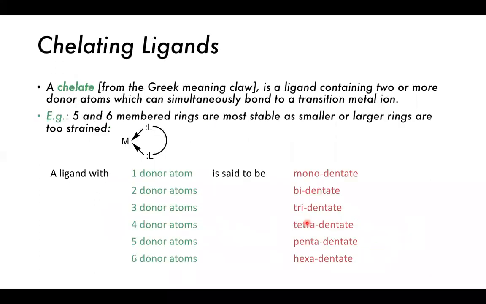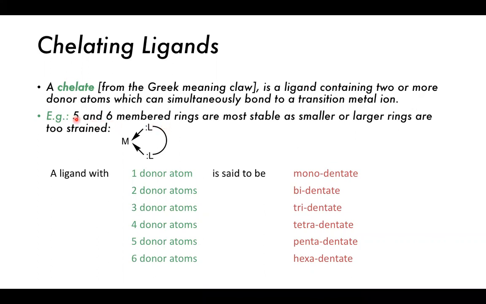So chelating ligands, chelate from the Greek meaning claw, are ligands containing 2 or more donor atoms that can simultaneously bond to a transition metal ion. Generally, these are more stable. We'll talk about their stability in a later session, but generally these are more stable than monodentate ligands. That's because you have to break 2 bonds to the metal center as opposed to just 1. And there's the possibility after you've broken the first bond in the chelating ligand that it just reattaches again before you break the second bond or the third bond.